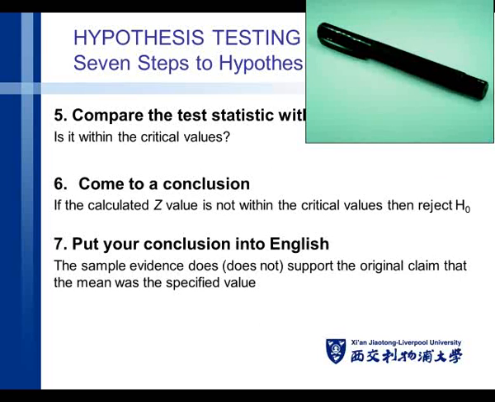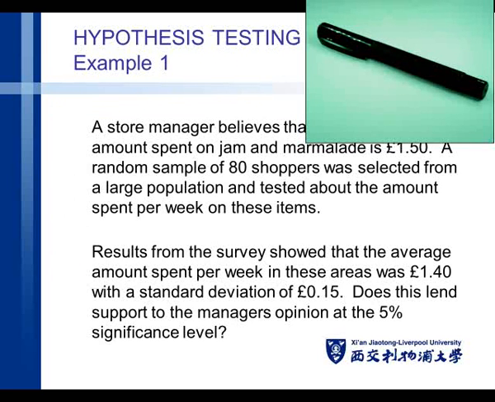If there are no questions, let's practice. So maybe let me read the question. A store manager believes that the average amount spent on jam and marmalade is £1.50. A random sample of 80 shoppers was selected from a large population and asked about the amount spent per week on these items. The results from the survey showed that the amount spent per week in these areas was £1.40 with a standard deviation of 0.15. Does this lend support to the manager's opinion at the 5% significance level? Okay.